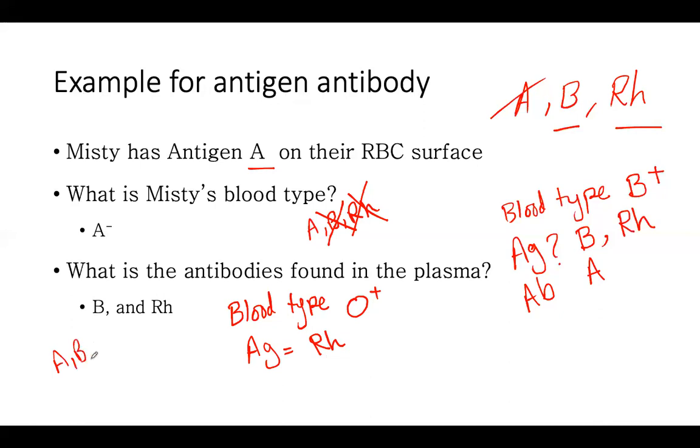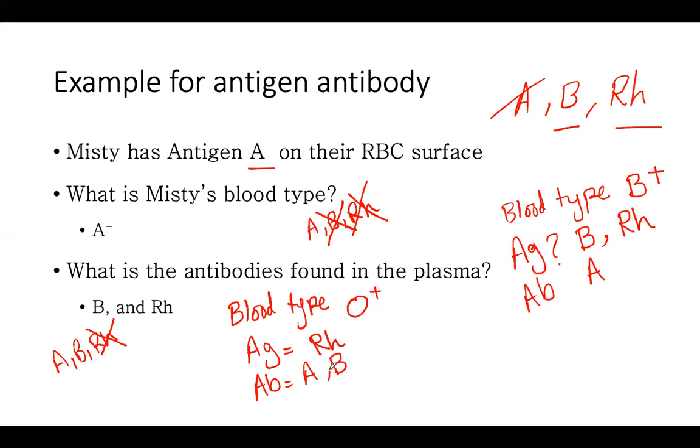So again, write the three options for yourself. The one I use for antigen is only Rh, so I'm going to draw an X on that one. Whatever is left out would be my antibody, which would basically be A and B.